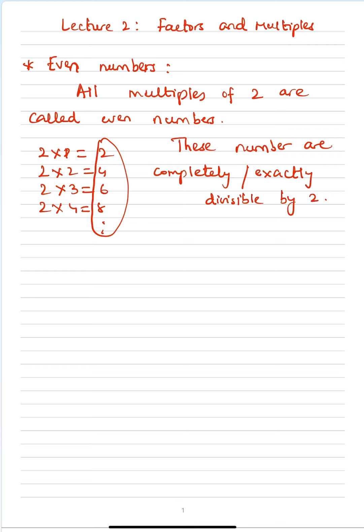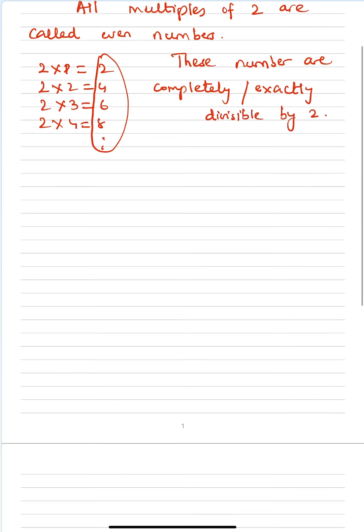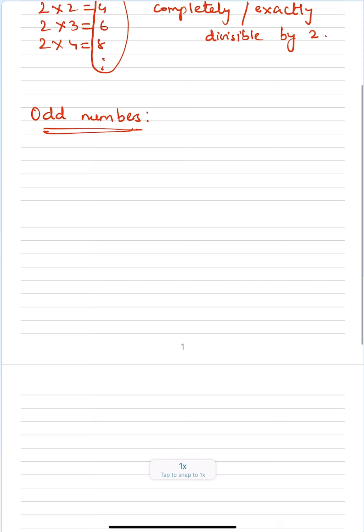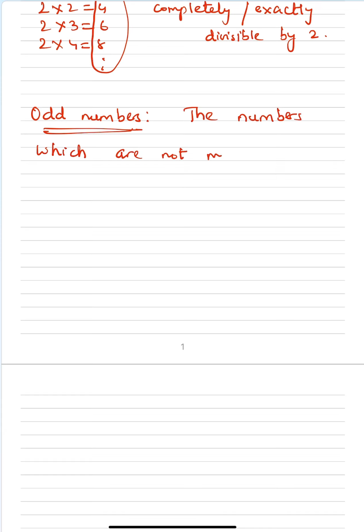Now, what are odd numbers? Let us say what are odd numbers. The numbers which are not even are called odd. You will say like that, but no, we will write in a mathematical term that the numbers which are not multiples of 2 are called odd numbers. Means the numbers which do not make pairs.